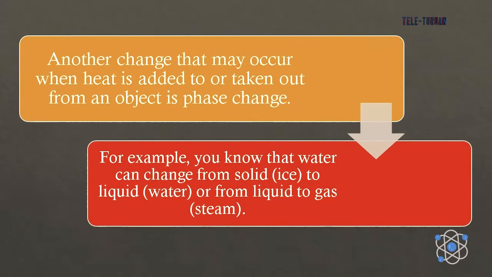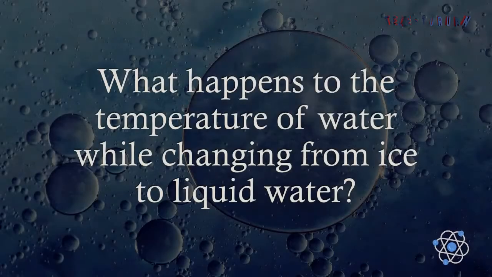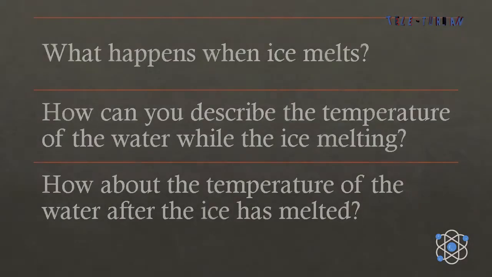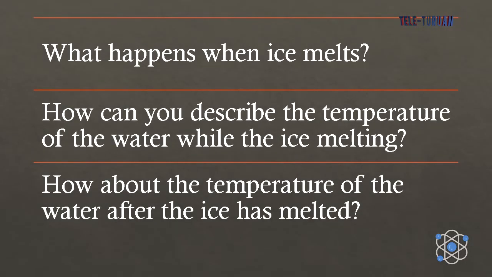Another change that may occur when heat is added to or taken out from an object is phase change. For example, you know that water can change from solid to liquid or from liquid to gas. What happens to the temperature of water while changing from ice to liquid water? What happens when ice melts? How can you describe the temperature of the water while the ice is melting? How about the temperature of the water after the ice has melted?